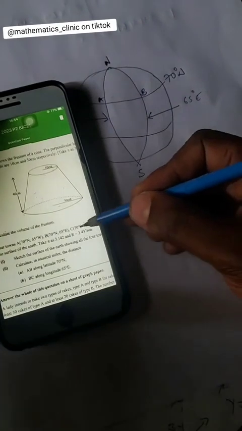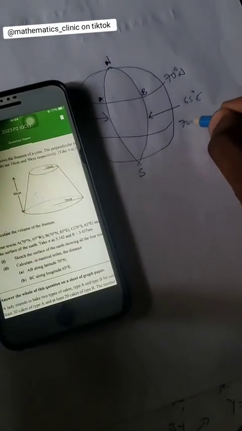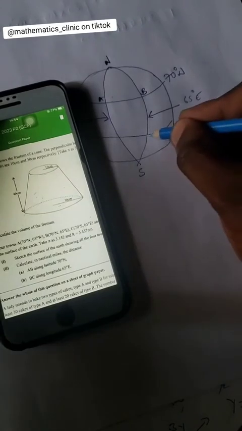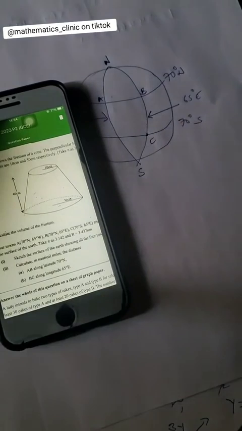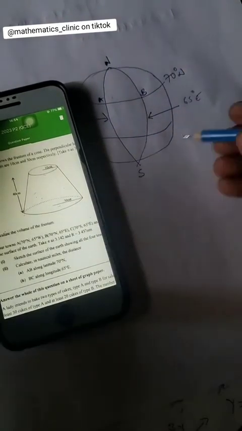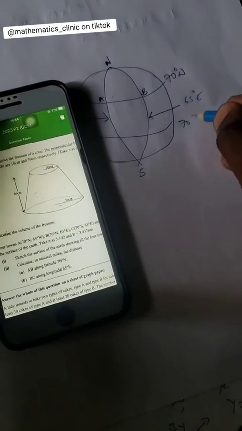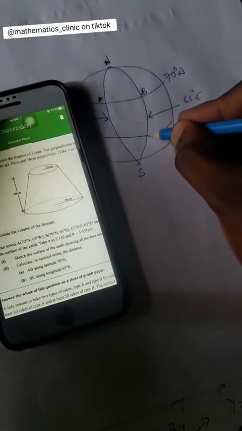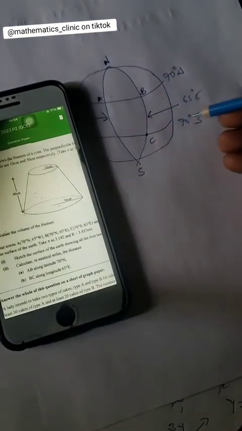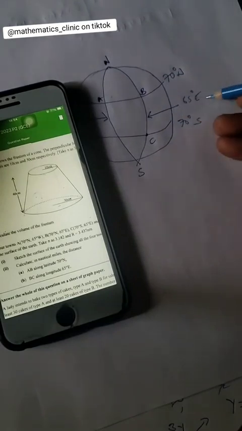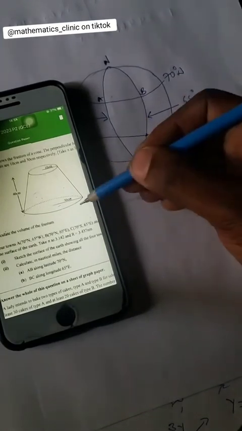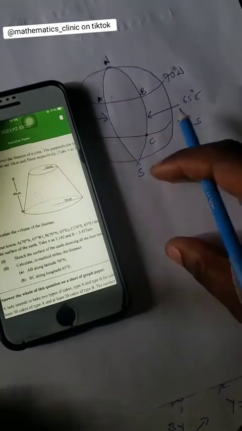Then C is at latitude 70 degrees south, and D is 65 degrees east. Our C is here because it is 70 degrees south, 65 degrees east. Latitude 70 degrees south, longitude 65 degrees east.